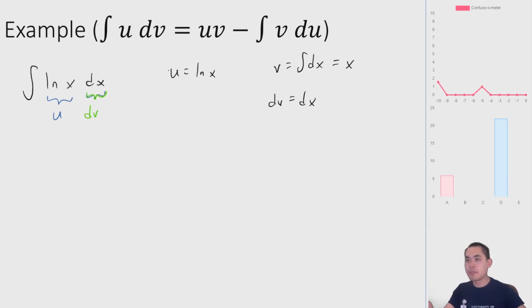So this is taking the indefinite integral. And you take the derivative here, du is equal to 1 over x dx. So that allows you to solve for each of these different u, v, du, and dv. And you do a substitution.